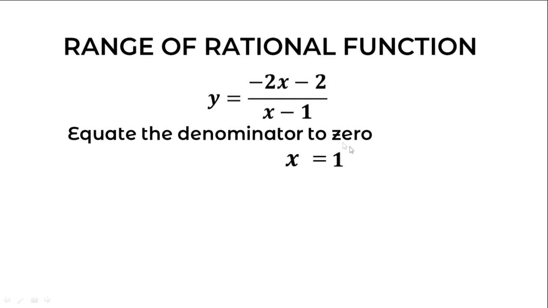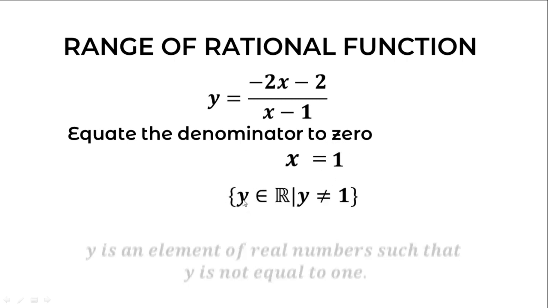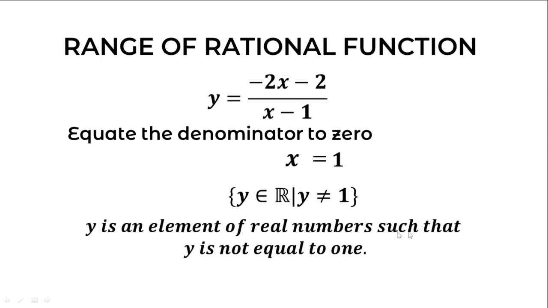And this will be the restriction para sa ating range. So ang range natin is y is an element of real numbers such that y is not equal to 1. So kapag malilito kayo kasi ito x pero ito y, dito dinidetermine lang natin kung anong magiging restriction pero hindi siya x talaga. Kapag range, syempre y yung variable natin. Kaya naging siyang y is an element of real numbers such that y is not equal to 1. So yung 1 kasi yung restriction natin.